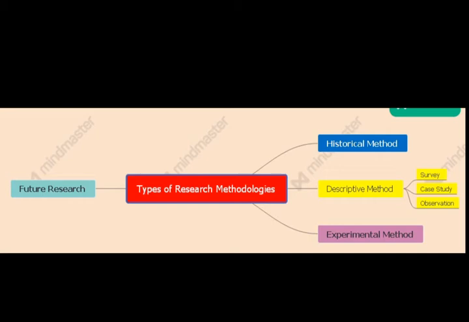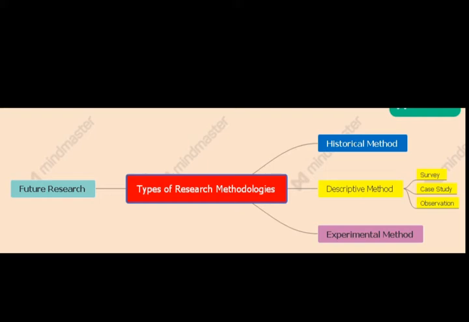Now we are going to see what are the types of research methodologies. There are basically four types of research methodologies: historical method, descriptive method, experimental method, and future research.